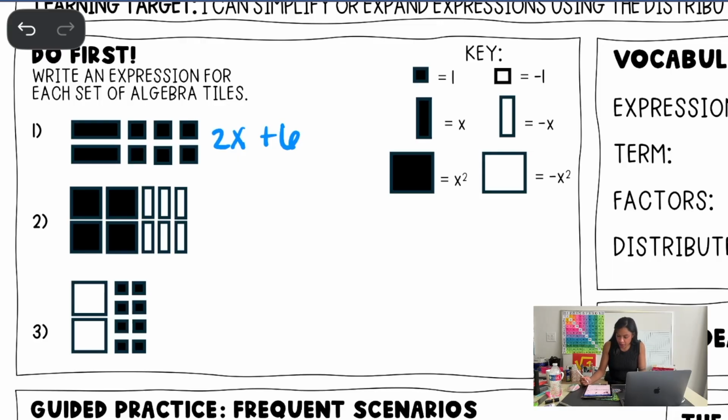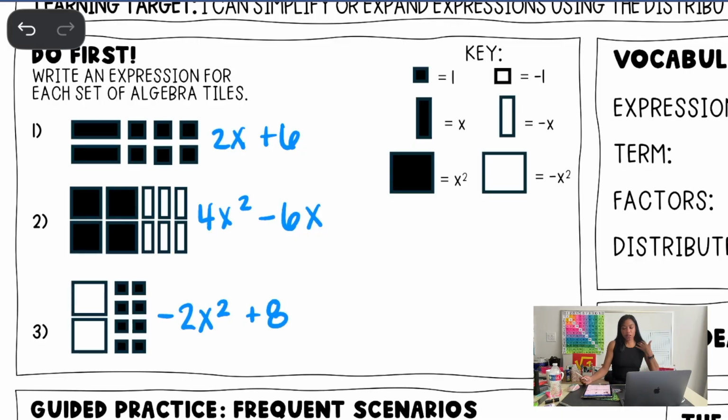My second set of algebra tiles, I have 4x² tiles, and I have 6 negative x tiles. So let's put minus 6x right there. Then our last one, we have negative 2x² plus 8. All right, so it looks like those are going to be our algebra tiles for the do first. Perfect.